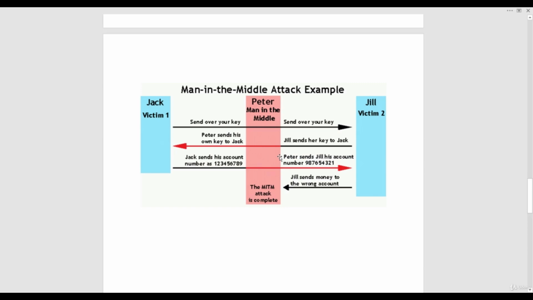We'll now see how this man in the middle framework works in live action. That will be covered in the next lecture, and will be done with the help of Kali Linux.